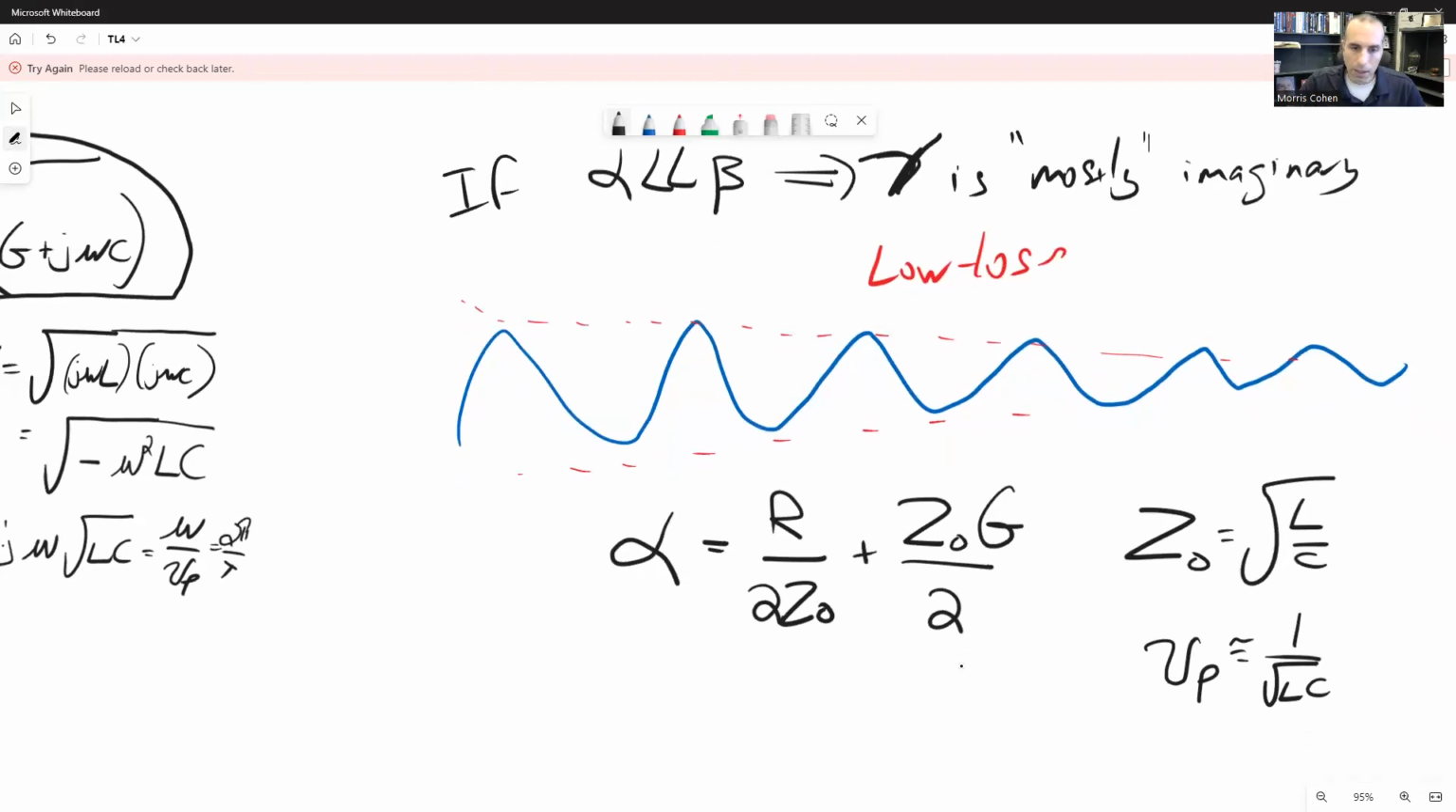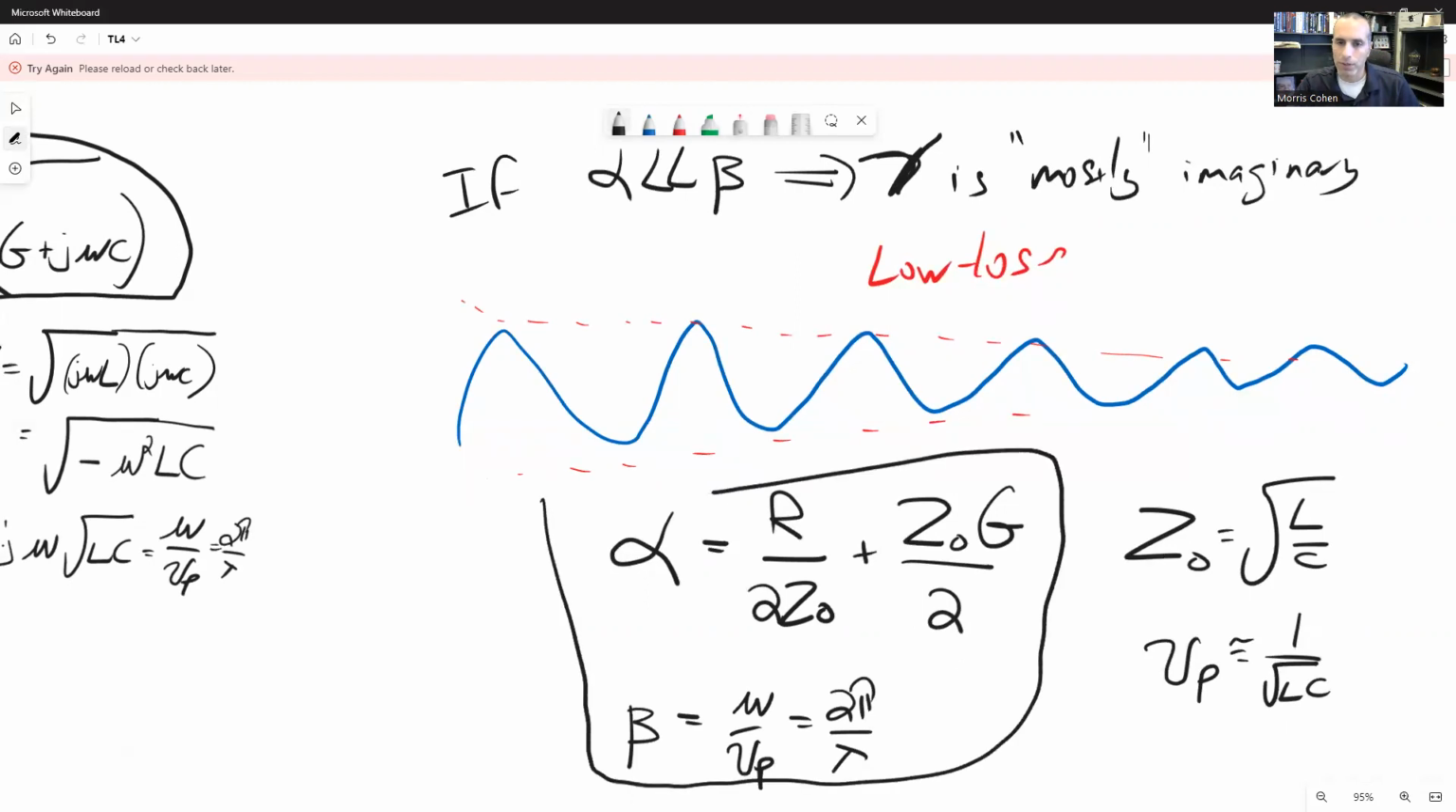Right, in this case, beta also has a cleaner form. It works out to be omega over VP, or it's the same 2 pi over lambda. So beta hasn't really changed very much from what it was. But if you know what R and G are, you can pretty quickly figure out what alpha is, assuming that alpha is small compared to beta. And this is what we call the low loss case. So for that, there's a simple analytical expression, a simple one for alpha and beta. All right, and this is called the low loss transmission line case.